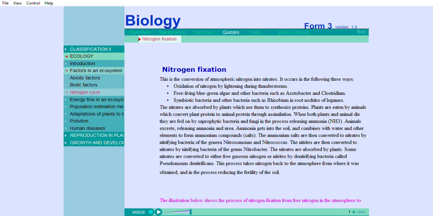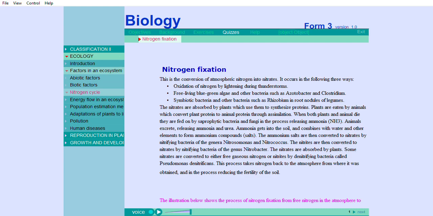The nitrates are absorbed by plants, which use them to synthesize proteins. Plants are eaten by animals, which convert plant protein to animal protein through assimilation. When both plants and animals die, they are fed on by saprophytic bacteria and fungi, and in the process, ammonia is released. Animals excrete, releasing ammonia and urea. Ammonia gets into the soil and combines with water and other elements to form ammonium compounds or salts.